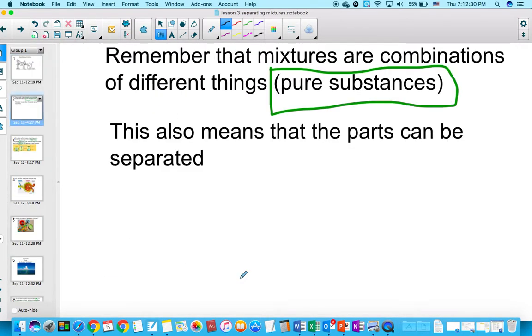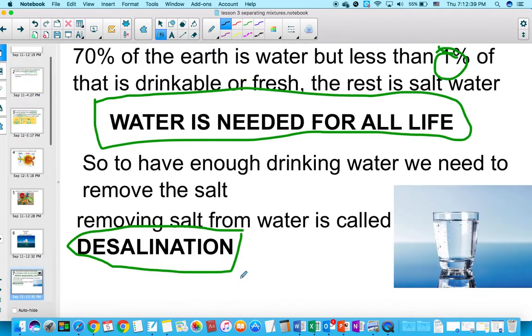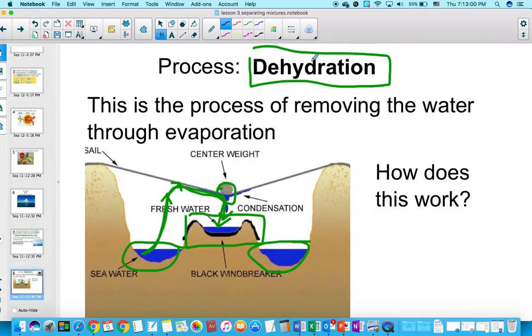So you need to know, well, what a pure substance is. You need to know filtration, solvent, solute. Some of this is reviewed from the last lesson. You need to know why it's important to separate salt from water, right? All life needs water. So separating salt from water is important for us because we need fresh water. You need to understand that the process of removing salt from water is called desalination. One of the processes for desalination is dehydration, which is heating up water so that it evaporates and condenses into another location.